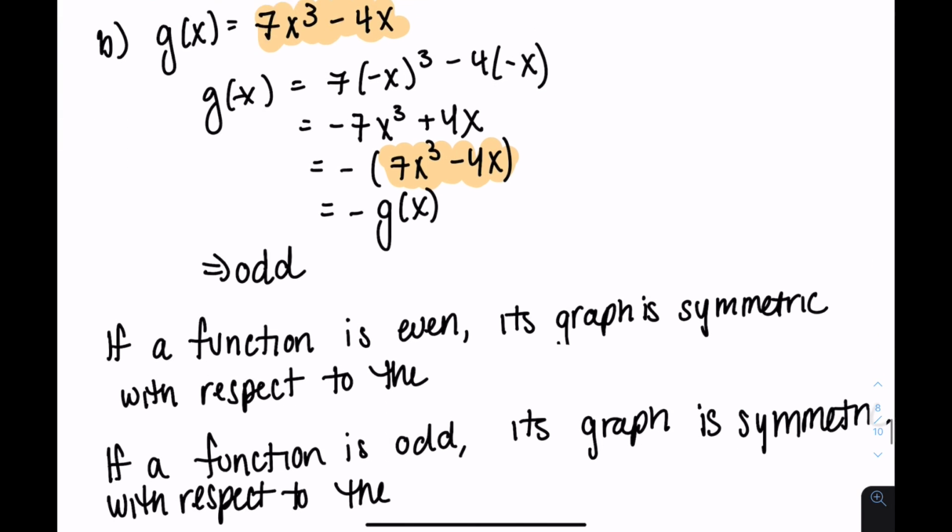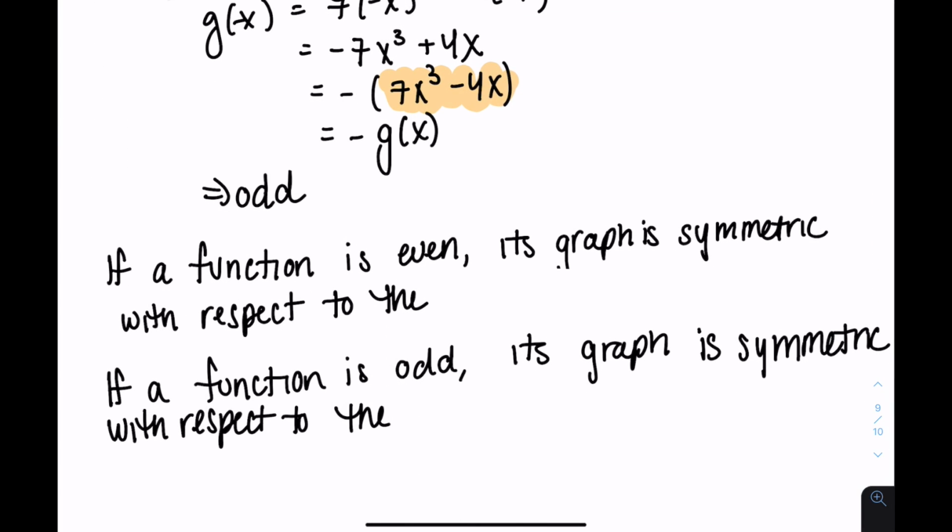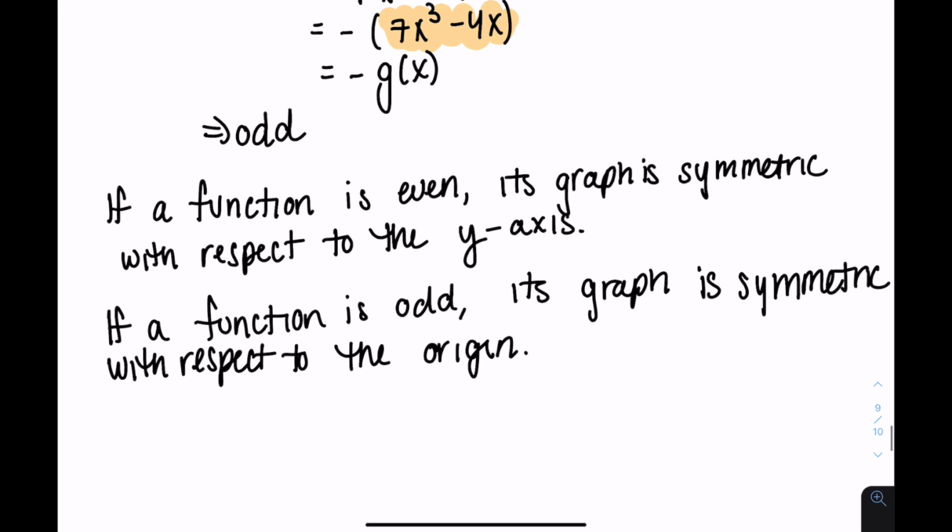So another property that really kind of pops out, if a function's even, then its graph is going to be symmetric with respect to the y-axis. And if a function is odd, its graph is symmetric with respect to the origin. You cannot have a function that has x-axis symmetry because that would fail the vertical line test. So it's only going to have y-axis or origin symmetry.